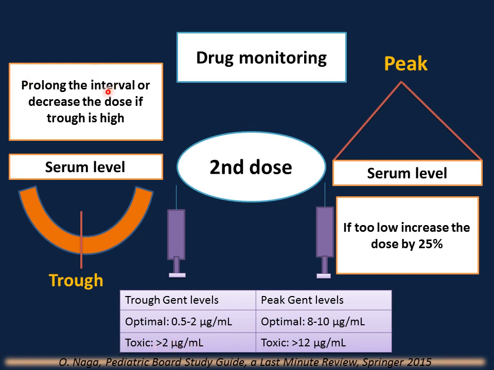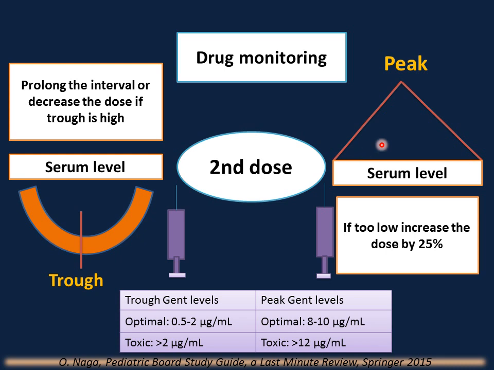For example, if you are giving the medicine every 24 hours, you prolong the interval to every 36 or every 48 hours, or you decrease the dose if prolonging the interval is not working. The peak level is used only in a few circumstances. So the commonly used level now is the trough, not the peak.